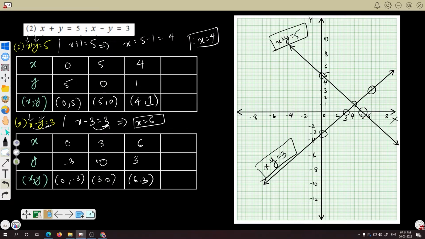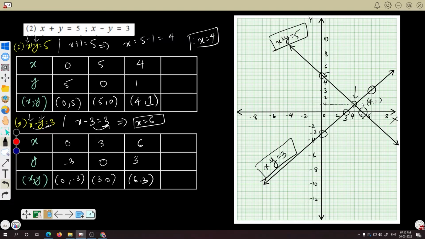Fine. Now to find the solution, what did I say? The point of intersection of both the lines is the solution itself. So if you observe, this point is exactly the point of intersection and the coordinate is 4 comma 1. Now to find the coordinates, we drop a perpendicular on the x-axis and then we drop a perpendicular on the y-axis. The point where the perpendicular intersects with the axis gives you the coordinate. So in this case, the point of intersection is 4 comma 1.